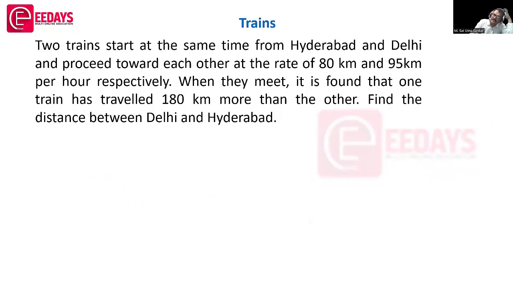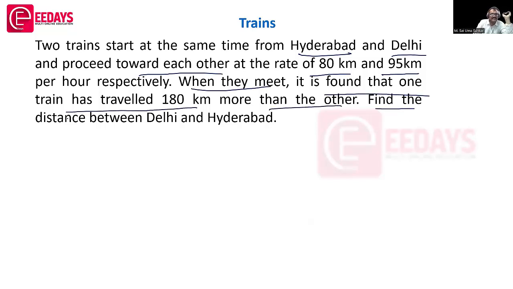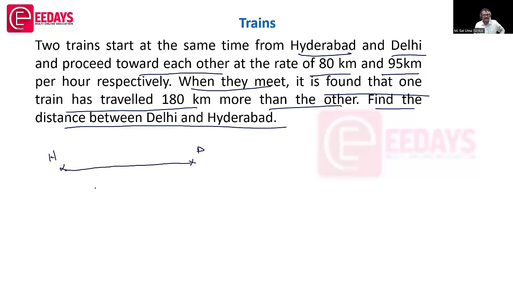Next, two trains start at the same time from Hyderabad and Delhi and proceed towards each other at the rate of 80 kilometers per hour and 95 kilometers per hour respectively. When they meet, it is found that one train traveled 180 kilometers more than the other. Find the distance between the Hyderabad and Delhi. See, this is the Hyderabad and this is the Delhi. We don't know the distance between those two stations.